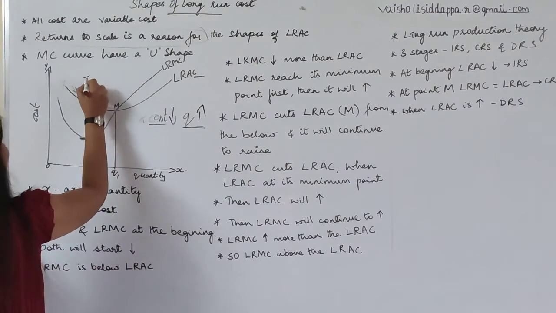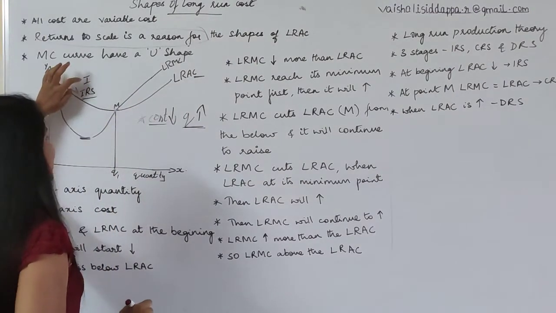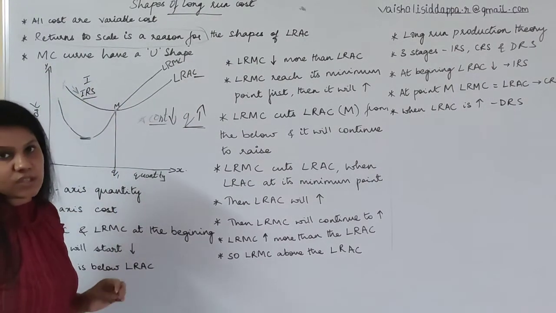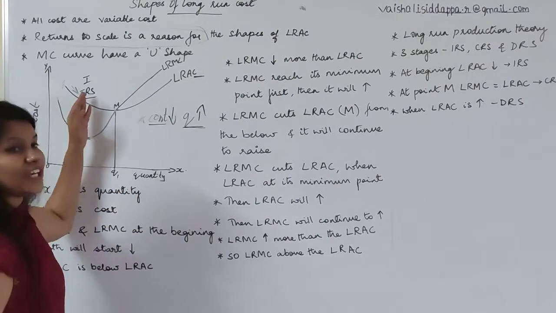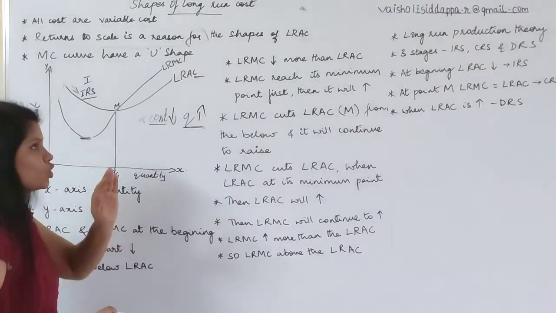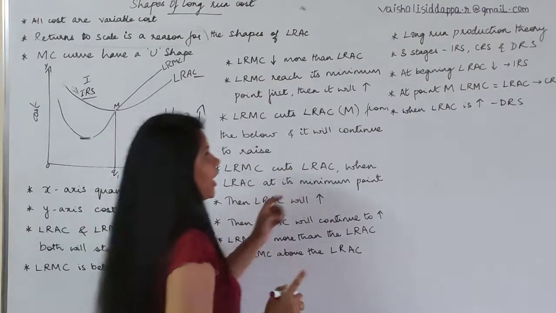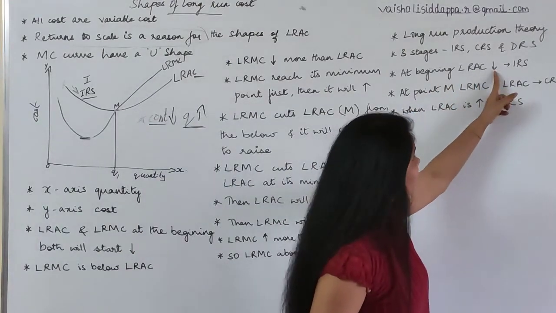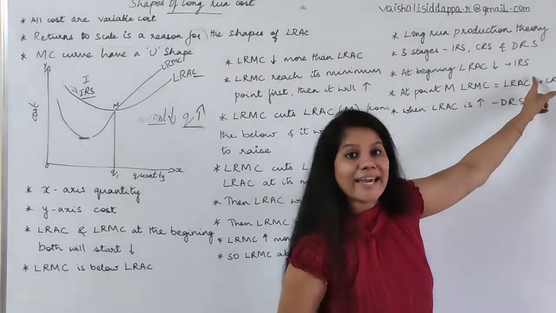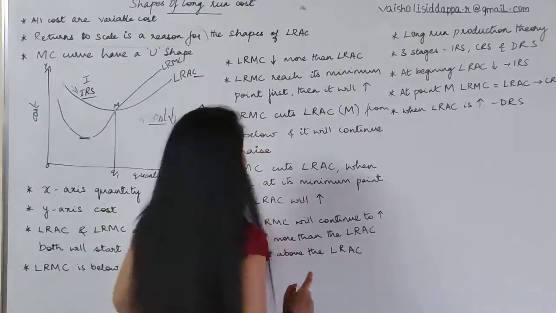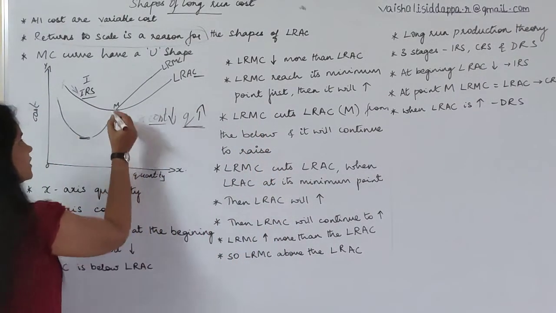This particular place, it's talking about the first stage, which is IRS, which is increasing returns to scale. So I'm done with the first stage, where at beginning LRSC is decreasing. That means the stage is IRS, which is increasing returns to scale. Let's talk about the second stage.